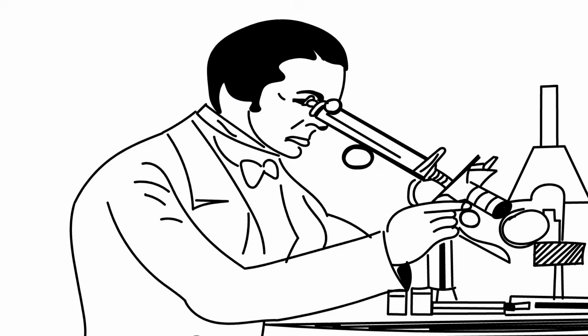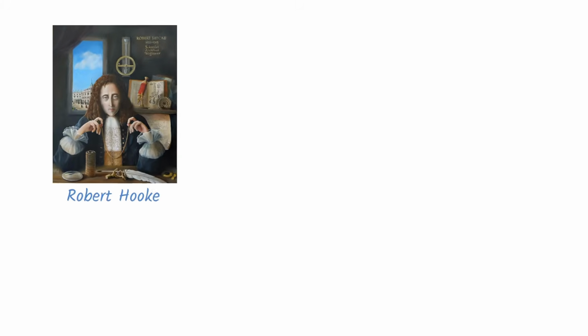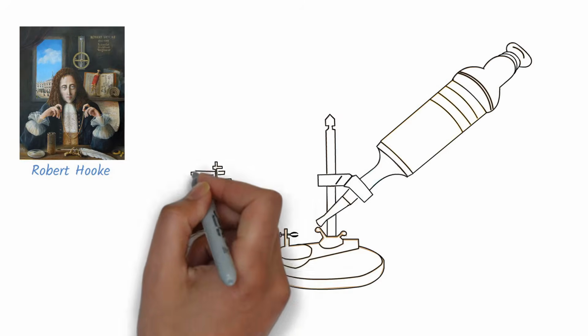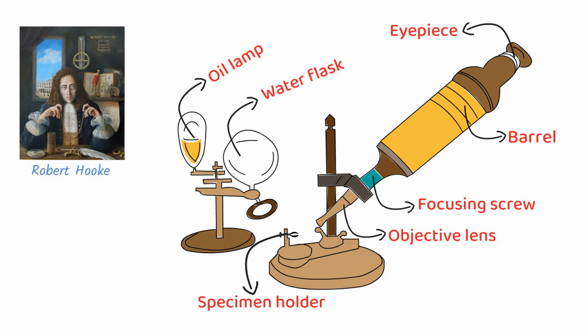Over a period of time, significant improvements were made to these microscopes. Robert Hooke was one of those scientists who improved the basic design of the existing compound microscope. He constructed a microscope with 3 lenses to enlarge the object, and a stage light to illuminate the object.